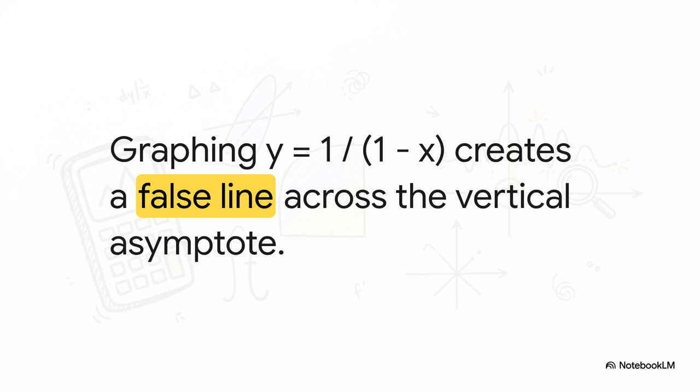Let's look at the rational function y equals 1 divided by the quantity 1 minus x. If you remember your algebra, you know this function is undefined when x equals 1, because that creates a 0 in the denominator. There is a gaping hole right there.